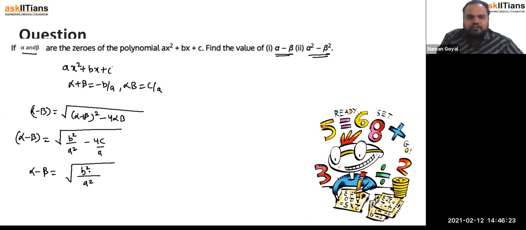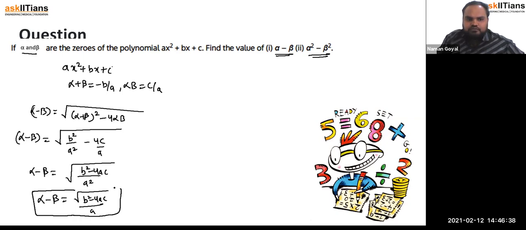It becomes b square minus 4ac. Okay, so now a square comes out from under the root. So it becomes the under root of b square minus 4ac upon a. So this is our required answer for the first part.